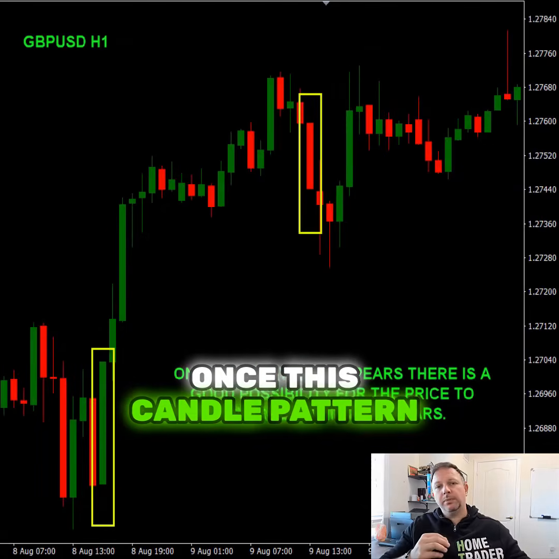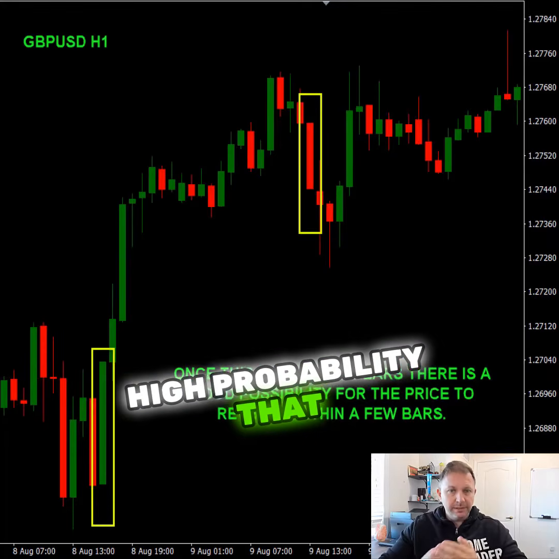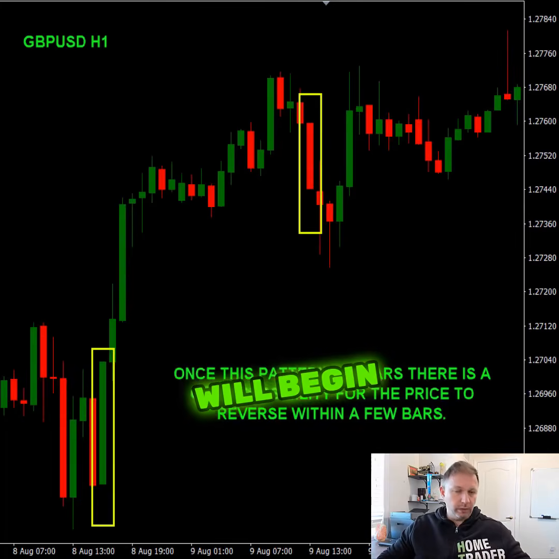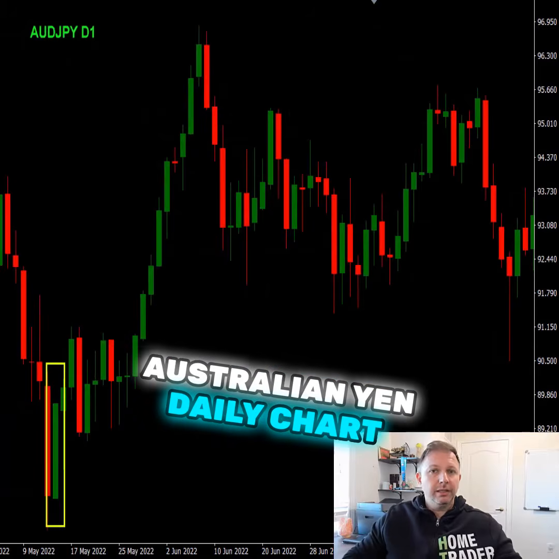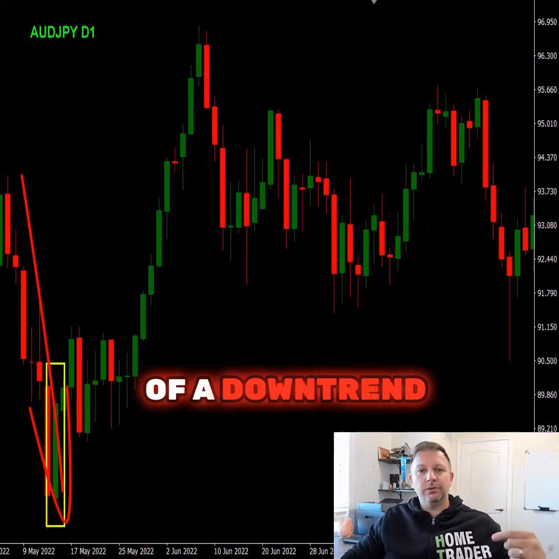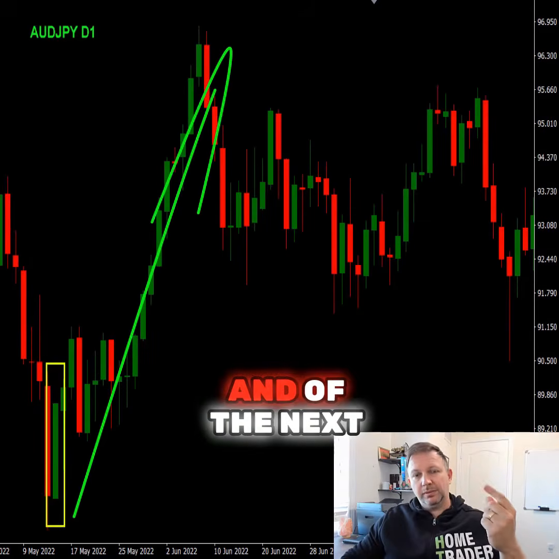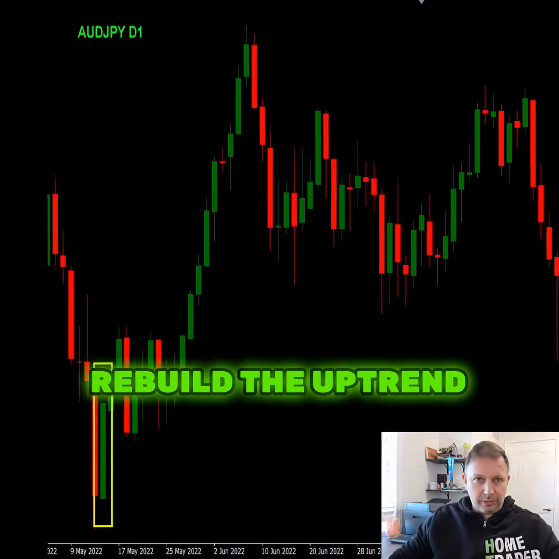Once this candle pattern appears, there is a very high probability that a trend will reverse or a new trend will begin. Here is an example: Australian yen daily chart at the end of a downtrend, a beautiful Marubozu bounces off the bottom, and the next following candles rebuild the uptrend.